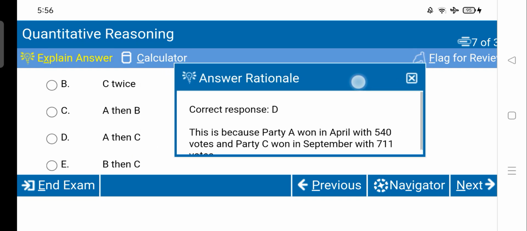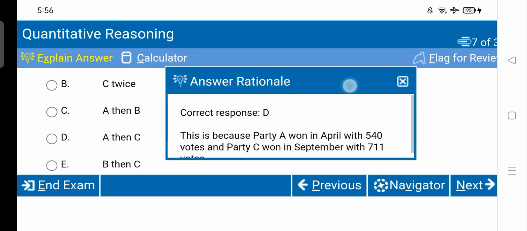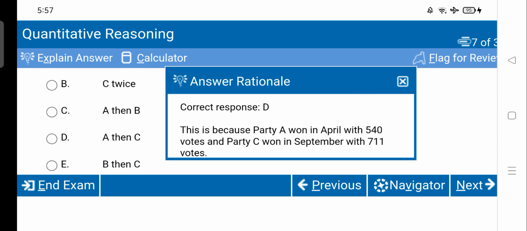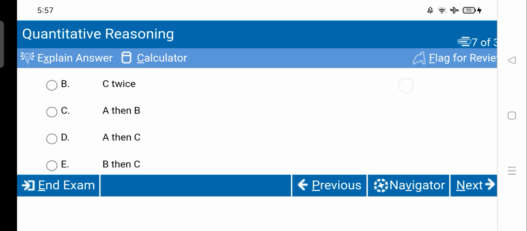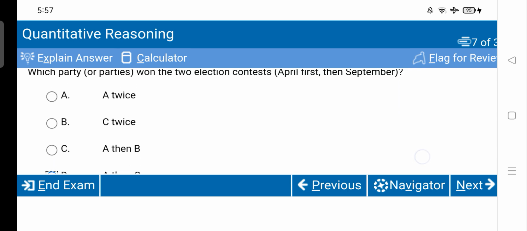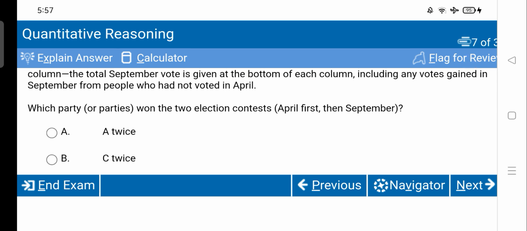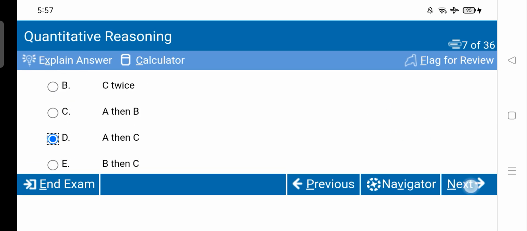So here the correct response is option D, because party A won in April with 540 votes and party C won in September with 711 votes. So option D, which is A then C, is the correct option for the parties who won the two election contests, April first then September.